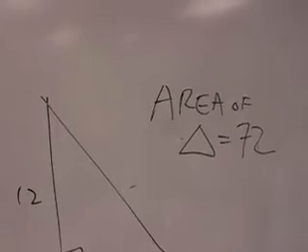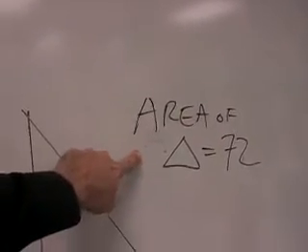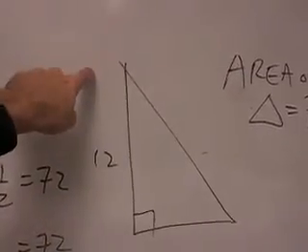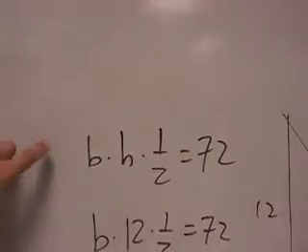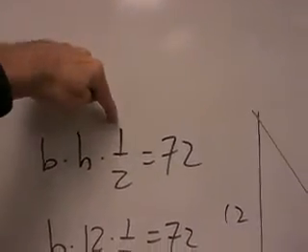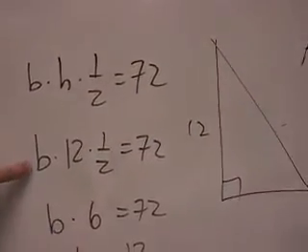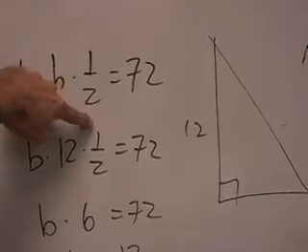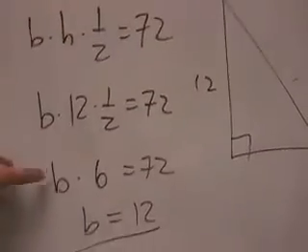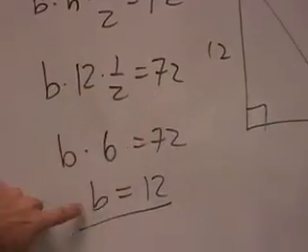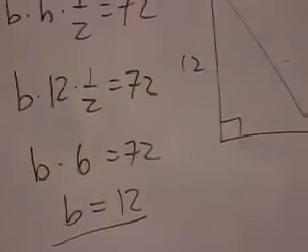Now we're told that the whole thing has an area of 72, and that the vertical part is 12. So we set it up that the base times the height times a half: base times 12 times a half, so base times 6 is 72, so the base is 12.